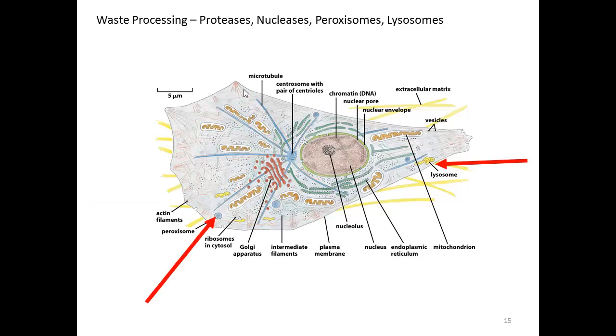The cell needs a waste processing plant. The cell has two different types, peroxisomes and lysosomes. They have slightly different functions. Lysosomes are mostly an enzymatic waste processing plant. Proteases and nucleases will degrade proteins and nucleic acids in there into building blocks that the cell can use. The peroxisome is a chemical processing plant.